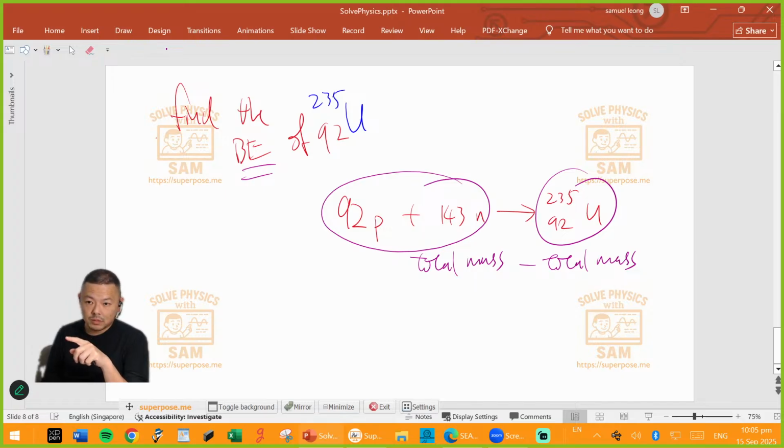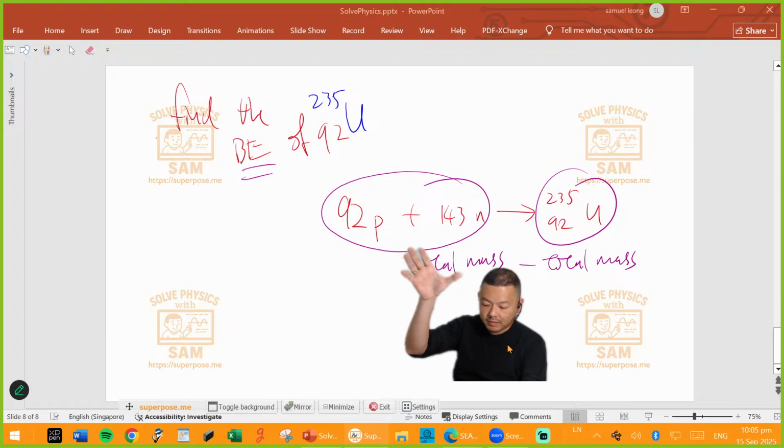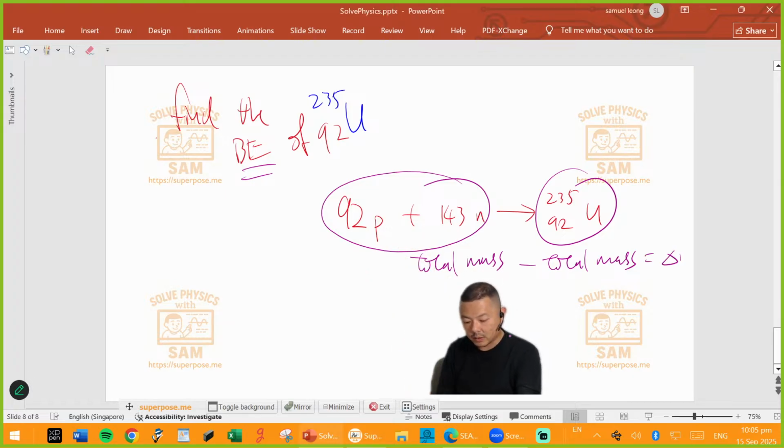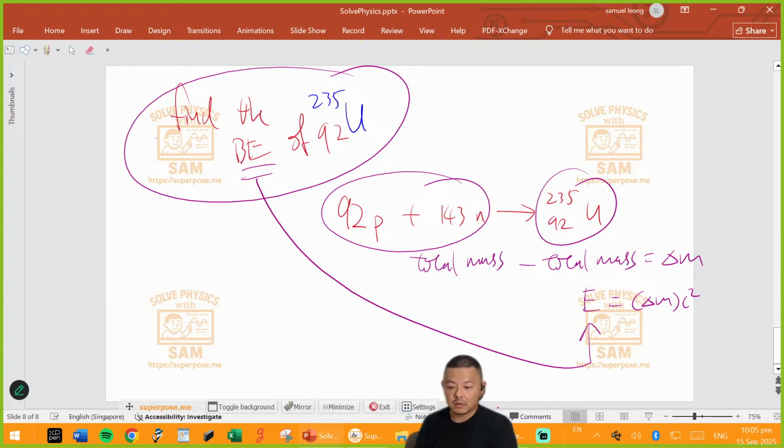In this case, definitely the reactants, this side here, will have the bigger mass. And this difference is equal to the mass defect. Then your E equals delta m c squared, and this will be the binding energy. Okay so far? But I'm not done yet.